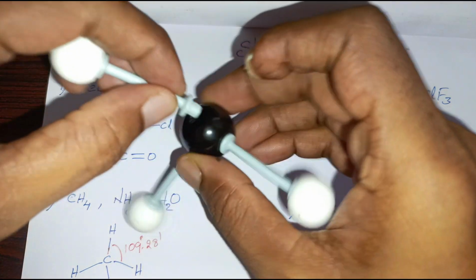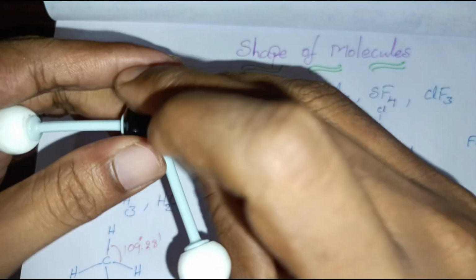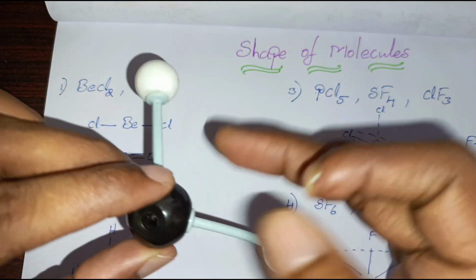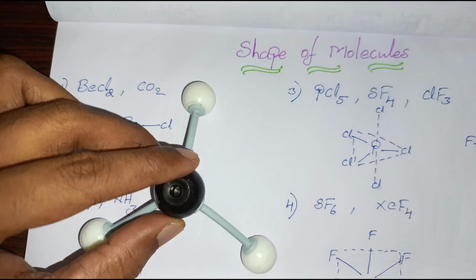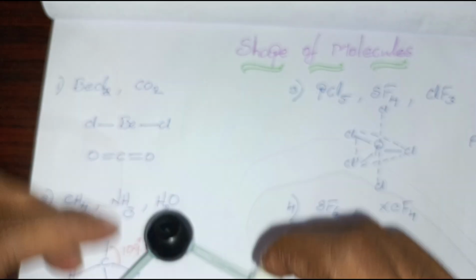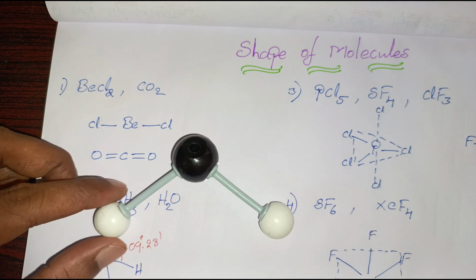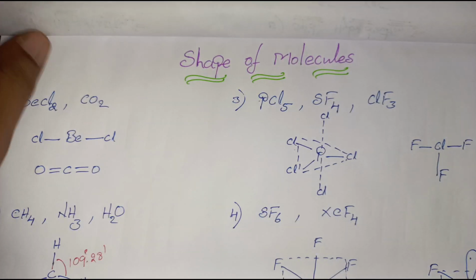In ammonia, what is the bond angle? 107. Between any two bonds, the bond angle is 107. In water, in the angular shape, the bond angle is 104 degrees. 104 degrees.